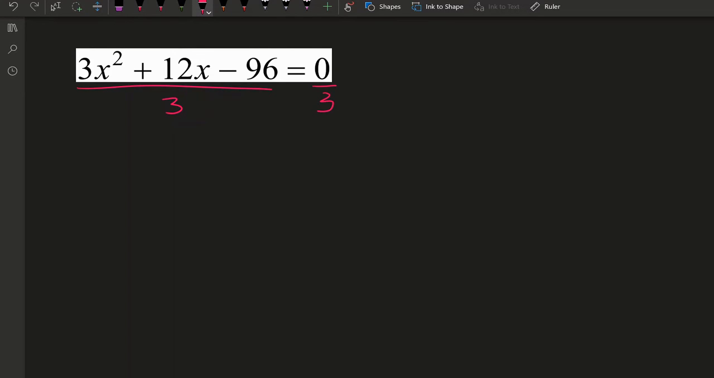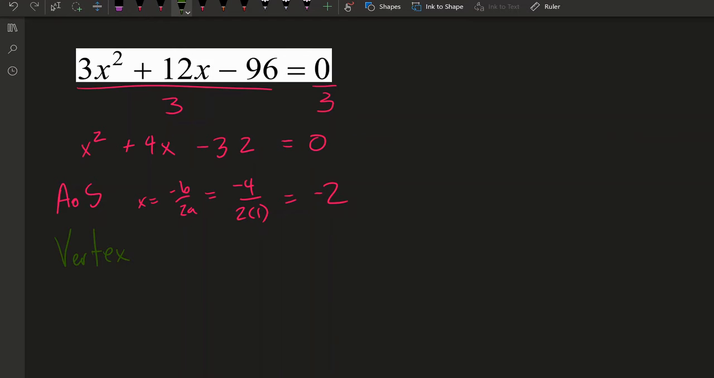I'm going to divide everything by 3. That's going to give me this equation, x squared plus 4x minus 32 is equal to 0. Since I divided both sides by 3, I can just move forward past this. So doing the same thing, axis of symmetry is x equals -b over 2a. So in this case, -4 over 2 times 1, which is -2. And then the vertex is -2 in parentheses squared plus 4 times -2 minus 32.